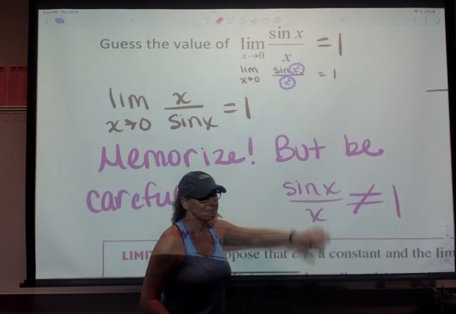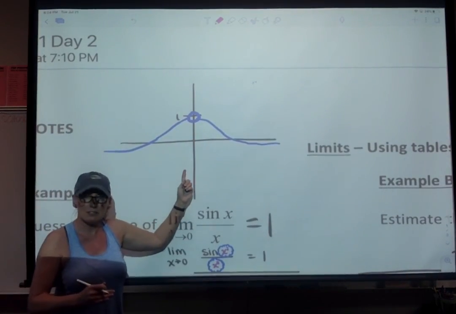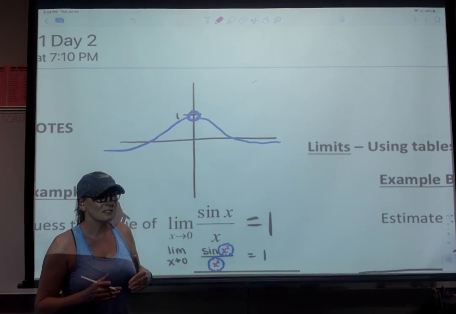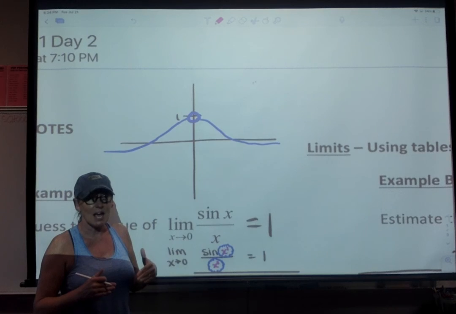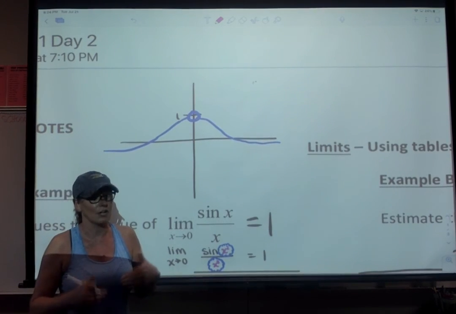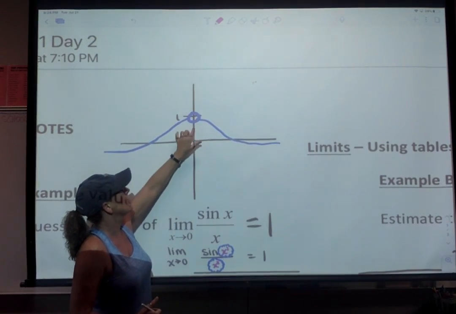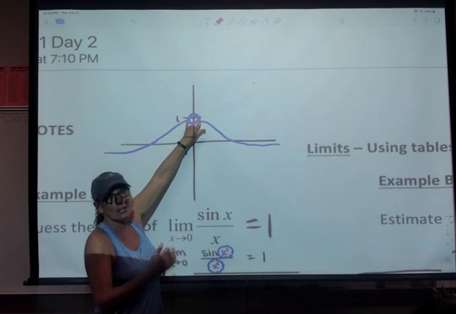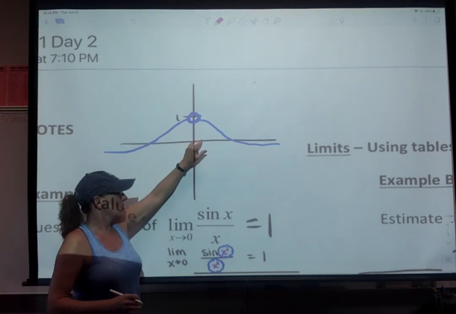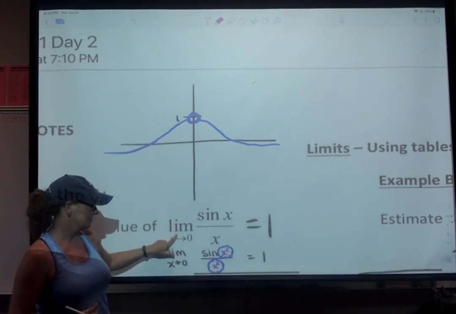See this function? This is what the graph of it looks like. Is this graph 1 all the time? Absolutely not. Actually, it's never equal to 1. It blows up when x is 0, but it gets closer and closer to 1 as x gets close to 0. So this is only true when this is out here.